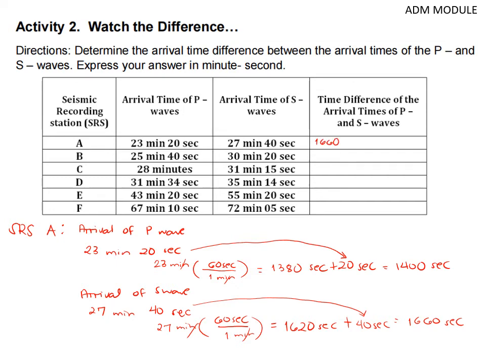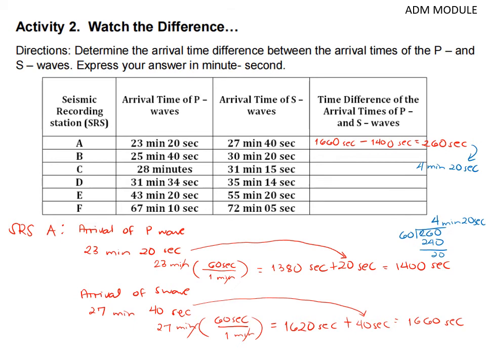Okay? And to get the difference in the arrival time of the P and S waves, you just need to subtract the arrival of the S wave minus the P wave arrival time. So you will get 260 seconds. To convert that into minutes and seconds, you divide 260 by 60. You'll get 4, that would be 240, and the remaining is 20. So you will have 4 minutes 20 seconds. So this 260 seconds is equal to 4 minutes 20 seconds. Okay? So this is your answer for the seismic recording station.